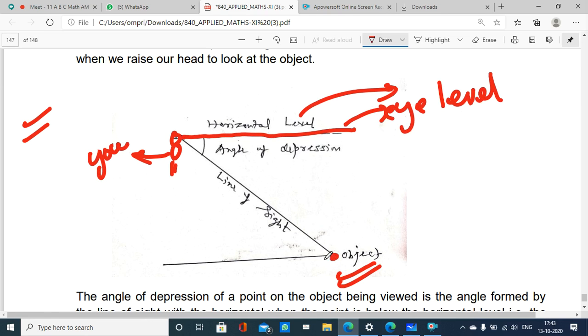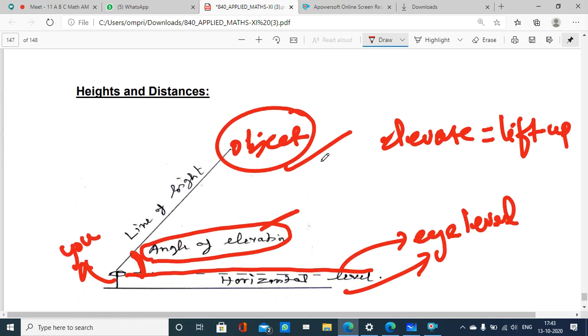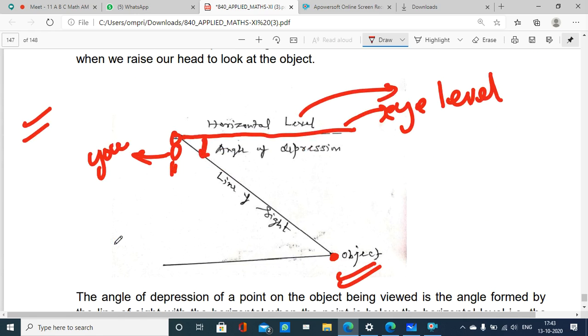Now, in order to look at the object, what do you have to do? You have to dip your head, right? Move your head downwards. In the previous case, you had to move your head upwards. But here, in order to look at the object, you have to move your head or your eyes downwards, right? By what angle? By this angle.